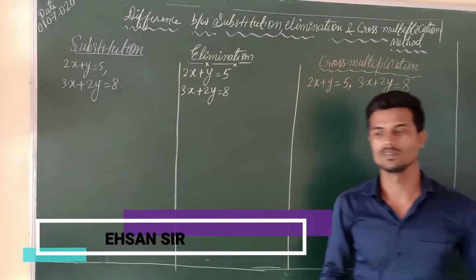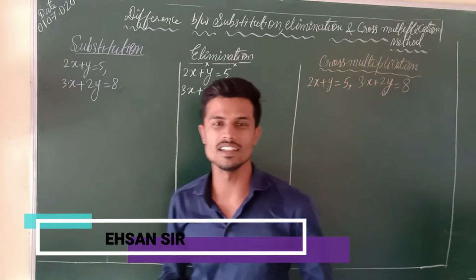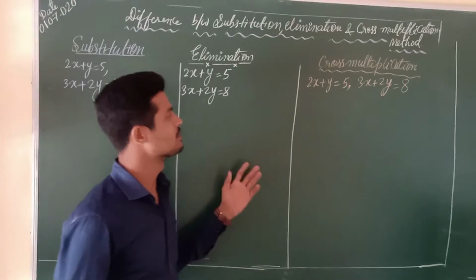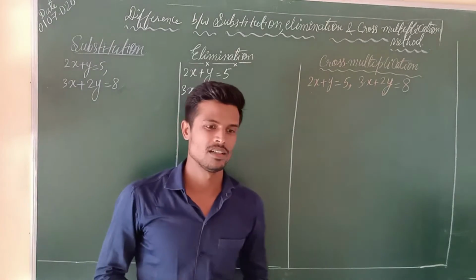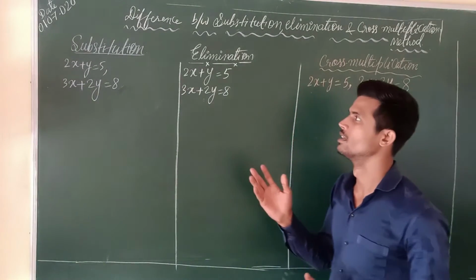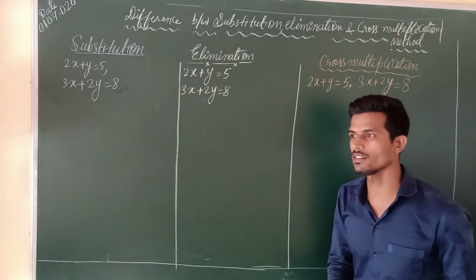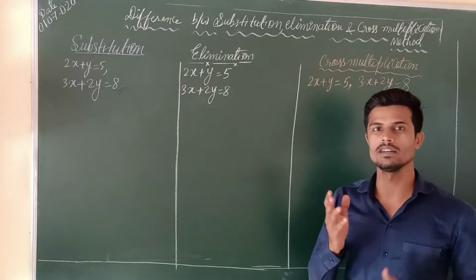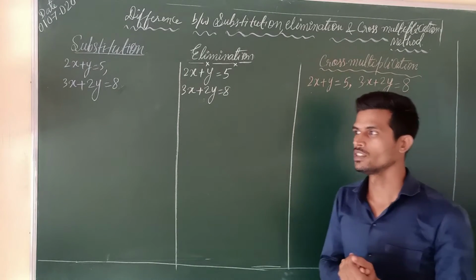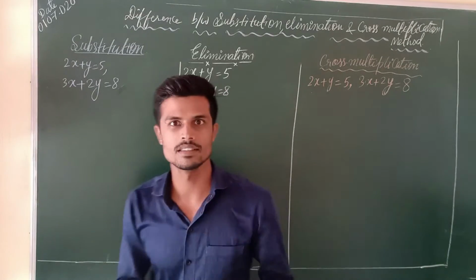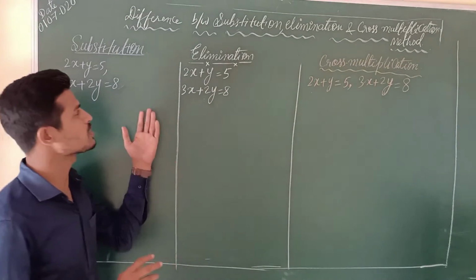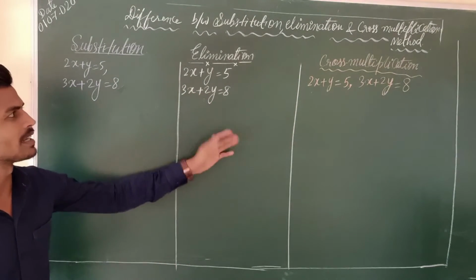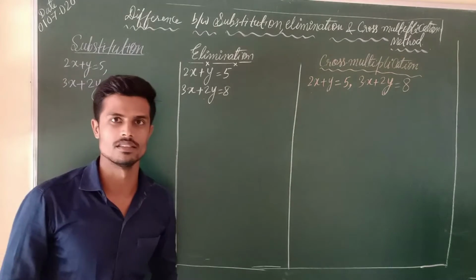Interesting thing for you, which is from standard 10, related to lesson number 3, that is pair of linear equations in two variables. When you solve these sums of pair of linear equations in two variables, you will get three types of solutions. The first one is the substitution method, the second is the elimination method, and the last one is the cross multiplication method.